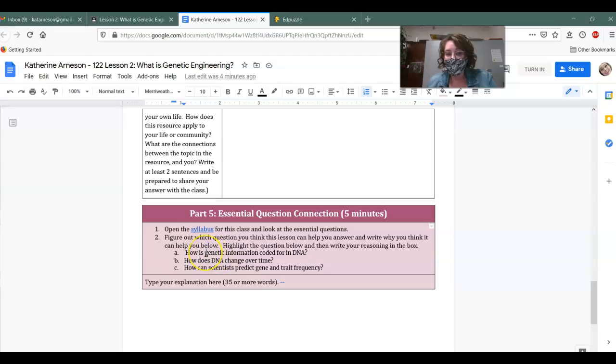So is this one about how genetic information is coded for in DNA? About how DNA changes over time? That would be kind of an evolutionary thing. Or you could talk about it in the case of the CRISPR. And how can scientists predict gene and trait frequency? We didn't really talk anything about genes or traits, so you could probably use one of the top 2, and all you have to do is explain how you have a part answer to one of these questions. You do not have to copy and paste the question. You just need to highlight the one that you think is correct. Okay, I hope you guys have a beautiful day, and let me know if you need any more help.